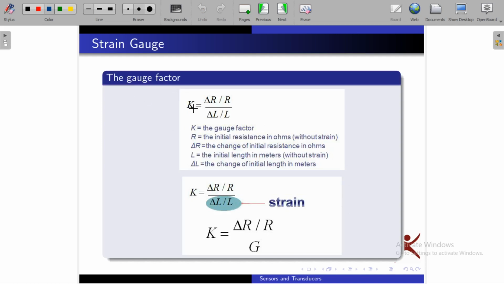Coming to gauge factor, K is equal to delta R by R divided by delta L by L, where delta R is the change in resistance, R is original resistance, delta L is change in length, and L is original length. You know, the ratio of change in length to original length is strain, that is indicated by G. So delta R by R by G, that is gauge factor.